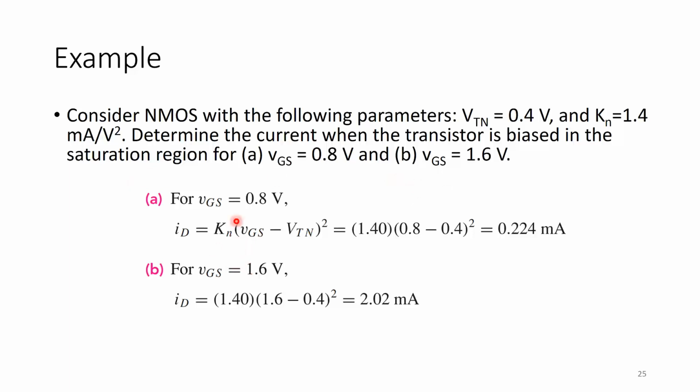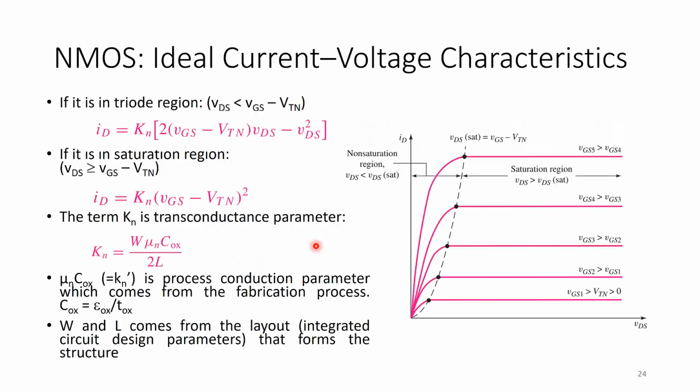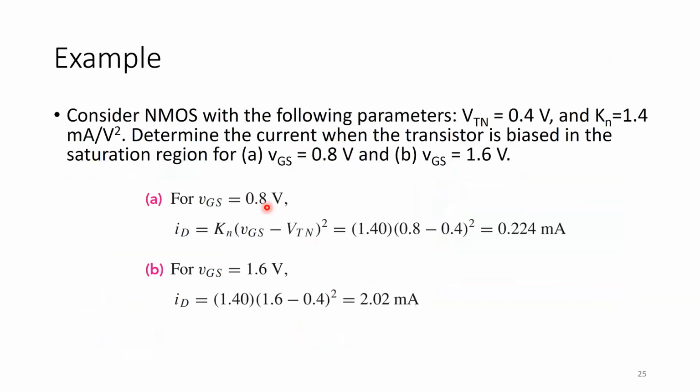We have VGS, and therefore we use the equation Kn (VGS minus VTN) squared, not the formula above because that would be for triode. We choose this one because it's already stated that it is in saturation region, and we get ID equals Kn, which is 1.4, times (0.8 minus 0.4) squared, which equals 0.224 milliamp. And if VGS is 1.6 volts, ID equals 2.02 milliamp.